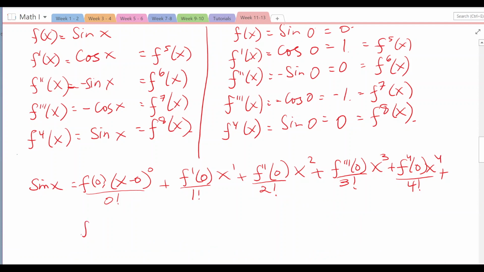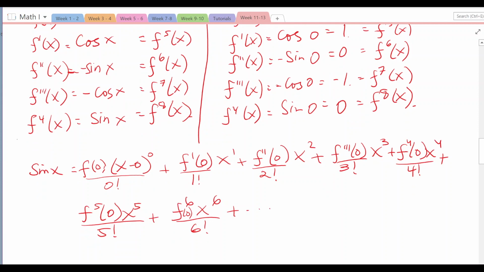The next one is f5 of 0, x to the power of 5 divided by 5 factorial, plus, and the next one is 6, x6 at 0 by the way, and then 6 factorial and so on. Maybe just stop for now, okay.